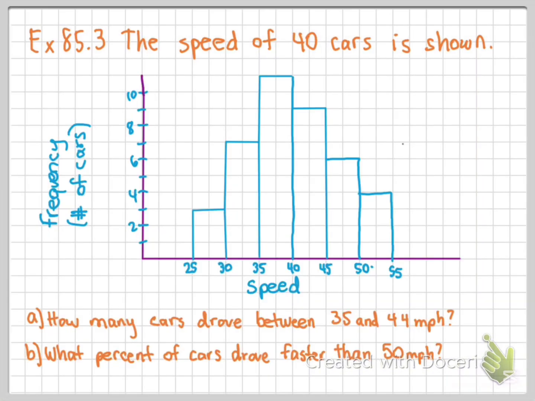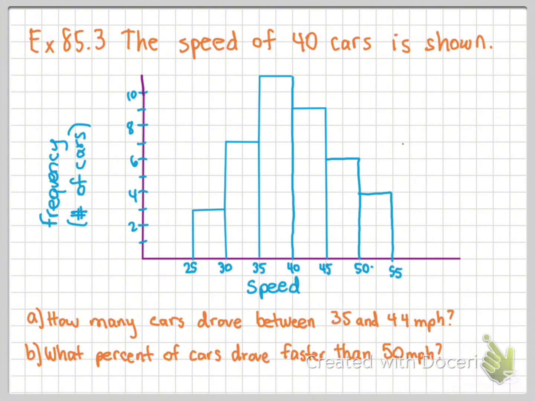All right, let's look at one last example. In this one, they give us a frequency chart or a histogram, and they say that this is the speed of 40 cars. So again, let's remember the characteristics of the histogram. As you can see, all of the bars have the same width, and they are next to each other. Now, the one here on the side is the frequency, how many number of cars we have that go in that speed. And here on the bottom, we have the ranges of speeds that the cars drove at.